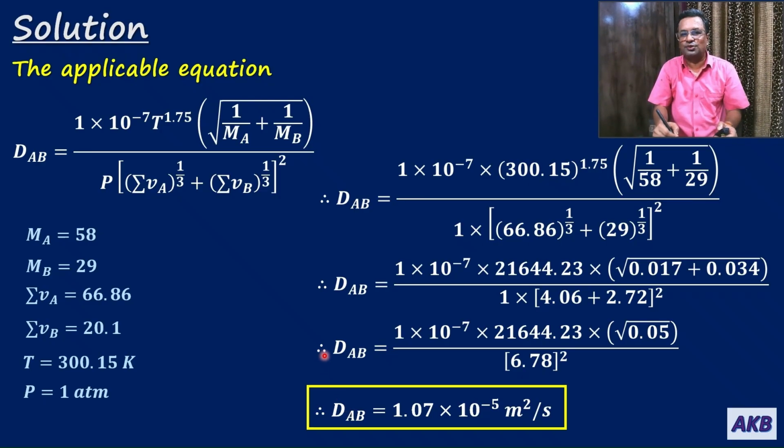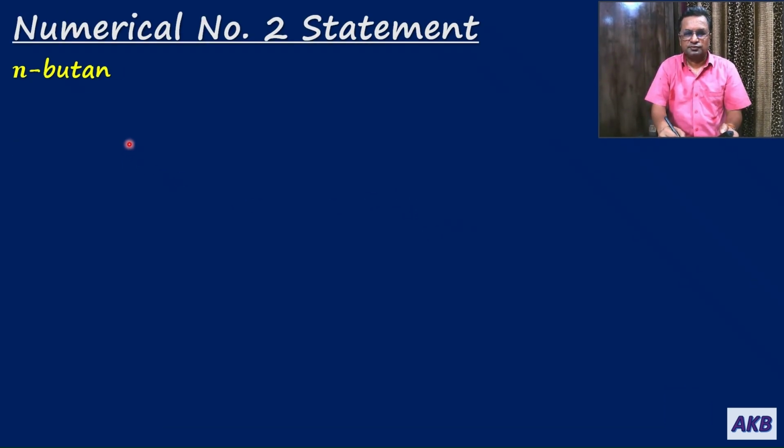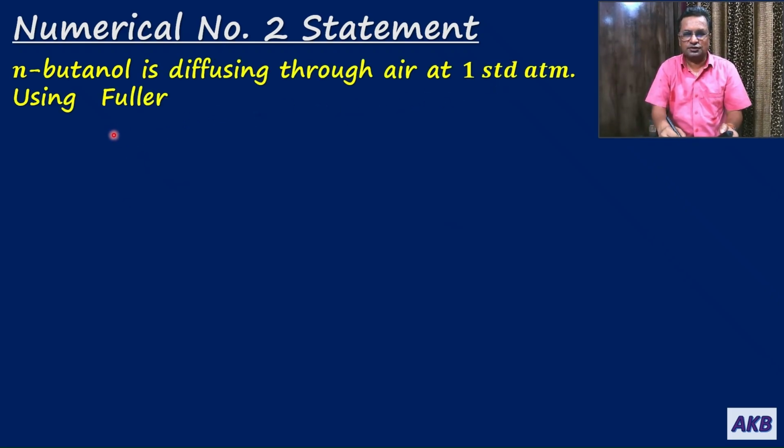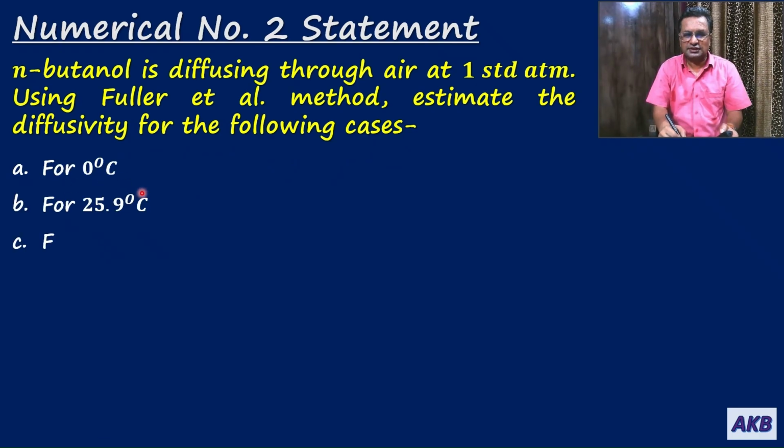Next, we are going to discuss numerical number 2. Now let us look at the numerical number 2 statement. Here, N-butanol is diffusing through air at 1 standard atmosphere. Using the Fuller et al. method, estimate the diffusivity for the following cases: for 0 degrees Celsius, for 25.9 degrees Celsius, and for 0 degrees Celsius and 2 atmosphere.